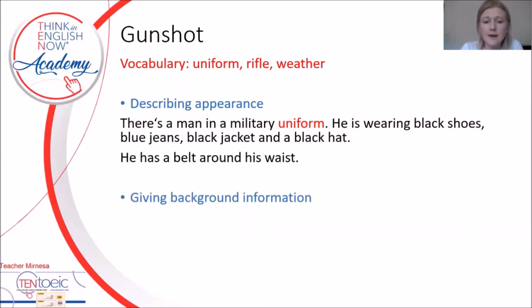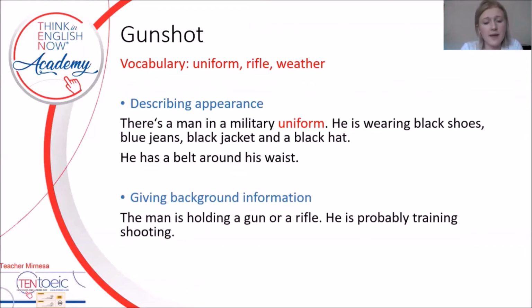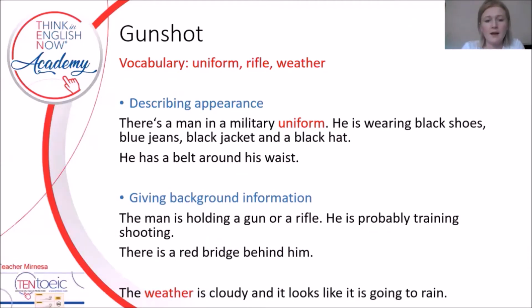Then we can give some background information and say, the man is holding a gun or a rifle. He's probably training shooting. There's a red bridge behind him. The weather is cloudy and it looks like it's going to rain.